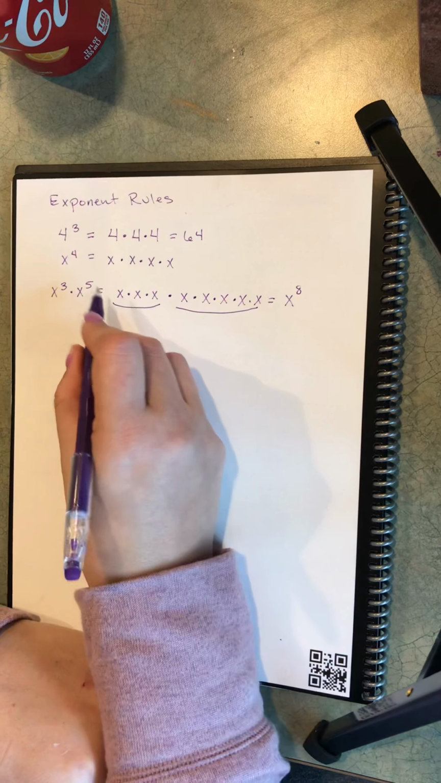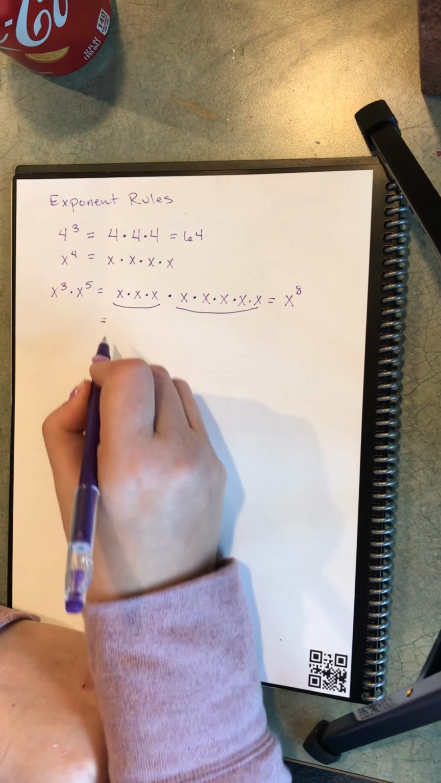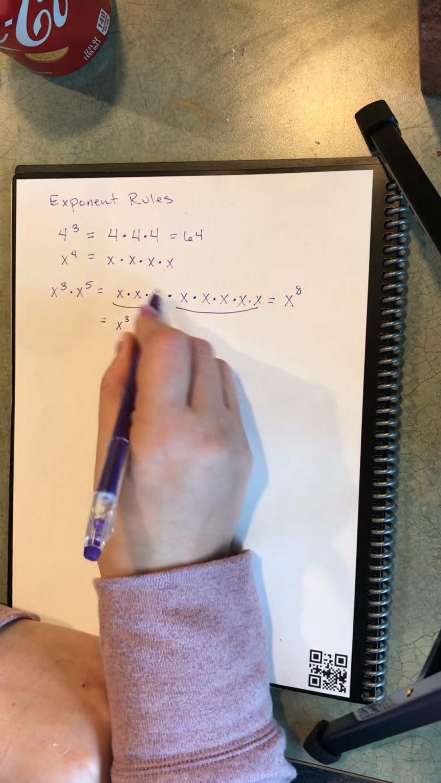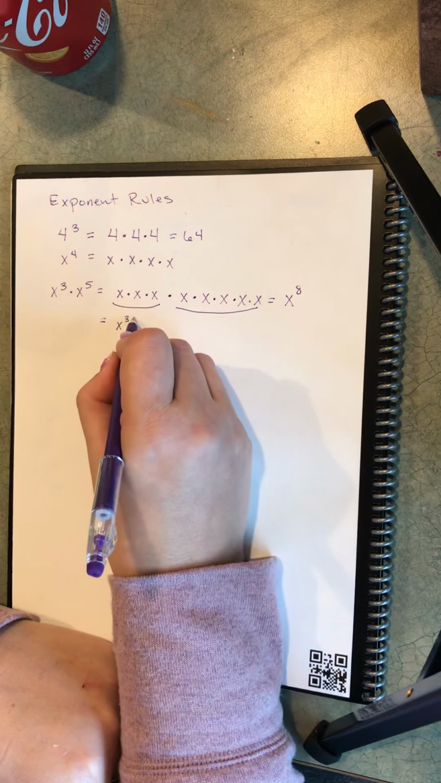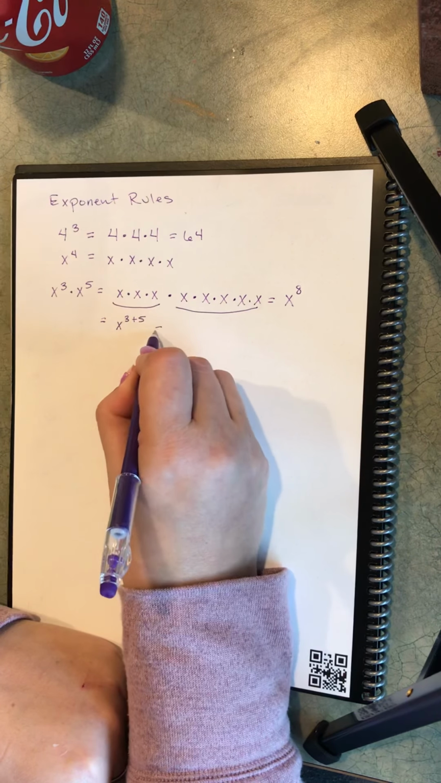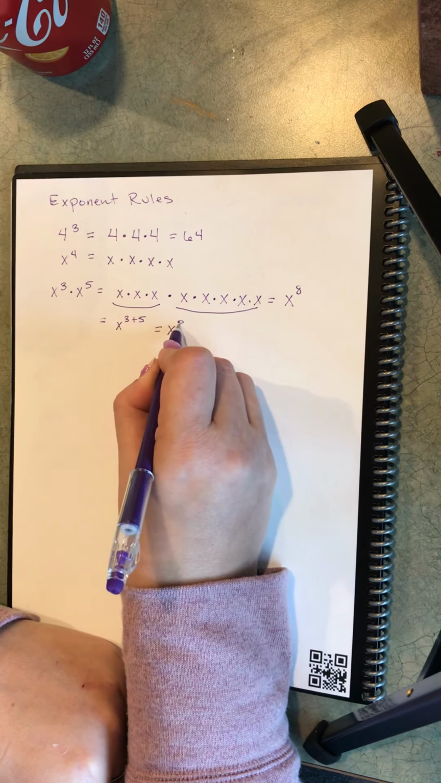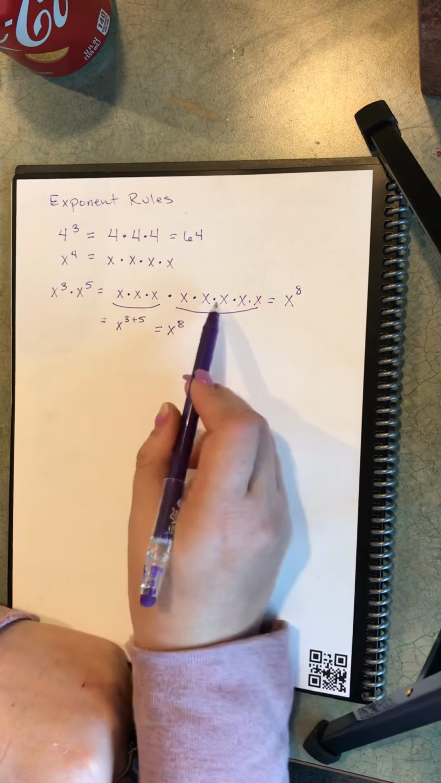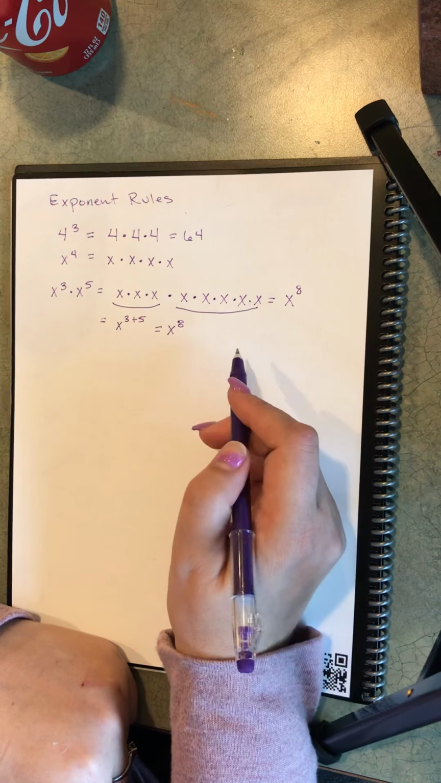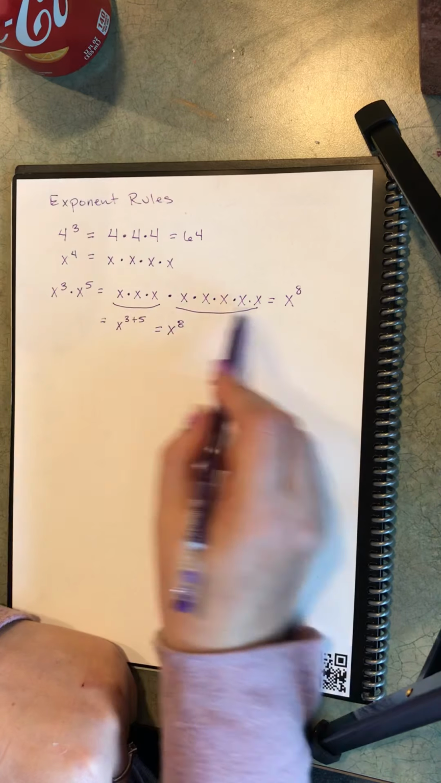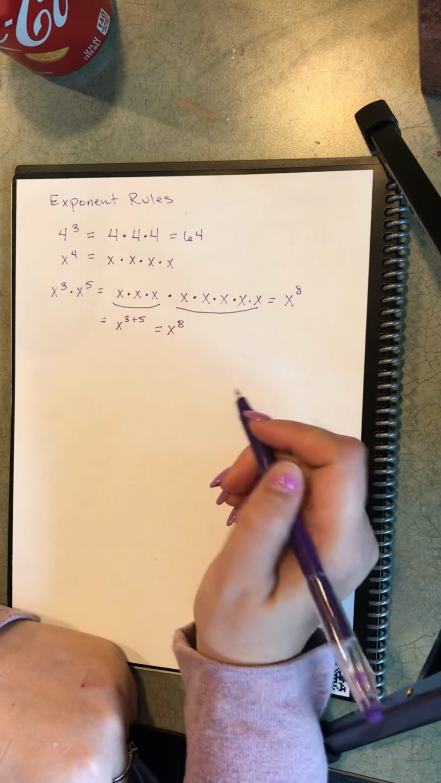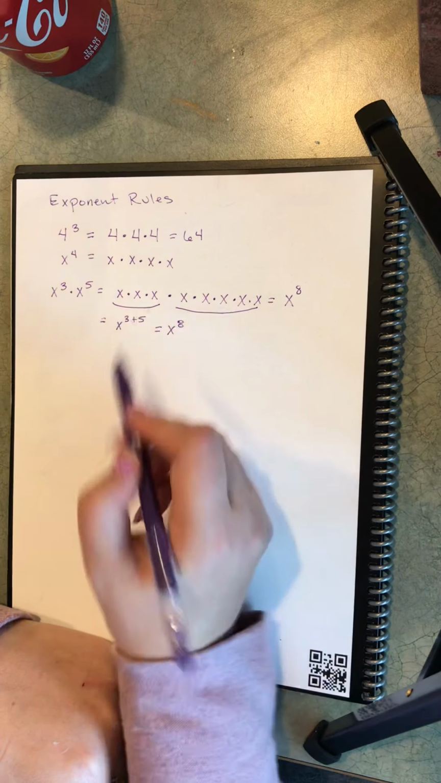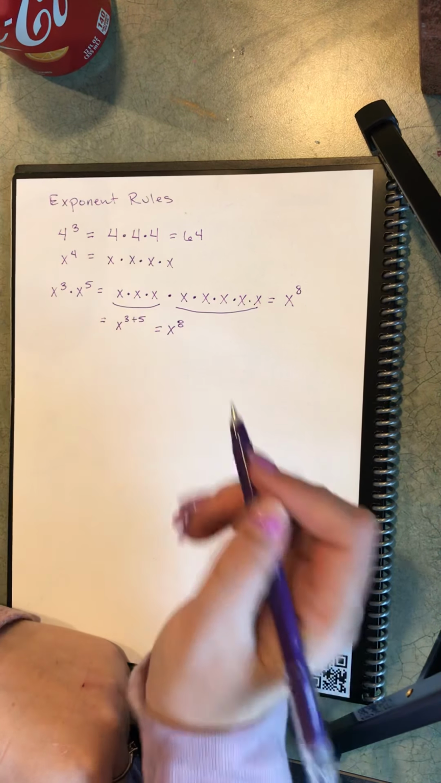Now the shortcut, the rule that we can use, is that we have 3 x's and another 5 x's, which gives us 8 x's total. So it's really just a shortcut, but honestly, if you want to write it out, if that helps you, or picture in your mind the expanded version, that works too. But the rule just comes from the shortcut of doing the expanded version.